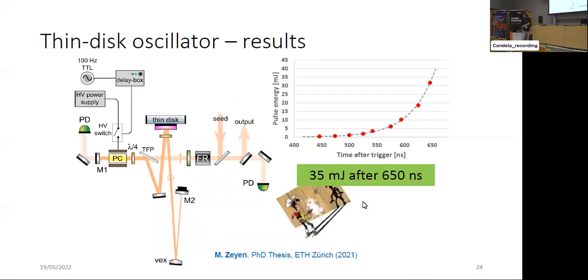So just to show you a sketch of how this injection-seeded thin disk laser looks, we come in with a seed here, and we use the interplay of a Pockels cell, a lambda quarter plate, and a high voltage on this Pockels cell. We can rotate the polarization, and then everything is reflected here. The pulse builds up, and if we're satisfied after a certain amount of time, let's say 600 or 650 nanoseconds, we reduce the voltage again on the Pockels cell, the polarization is rotated back, and we shoot out the pulse. So after 650 nanoseconds, we reach about 35 millijoule. That's pretty fast, I would say, but not enough energy.